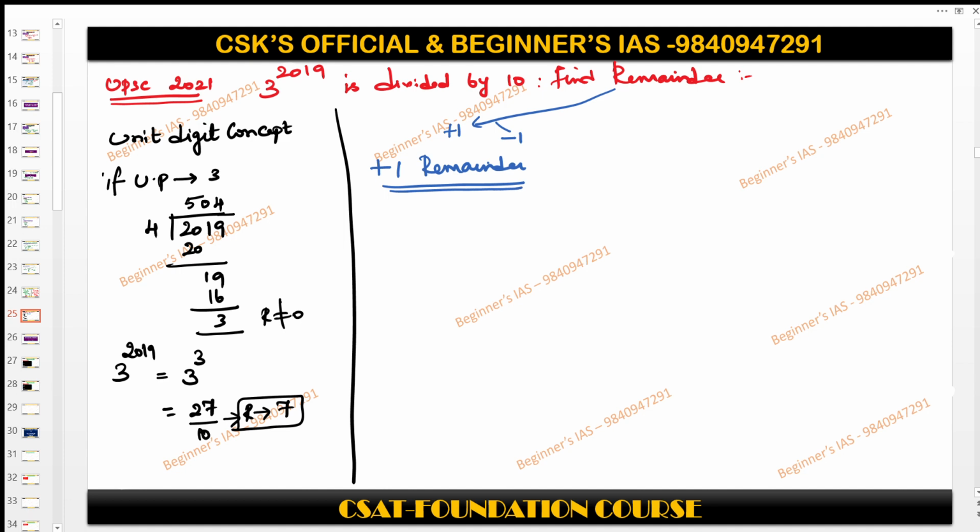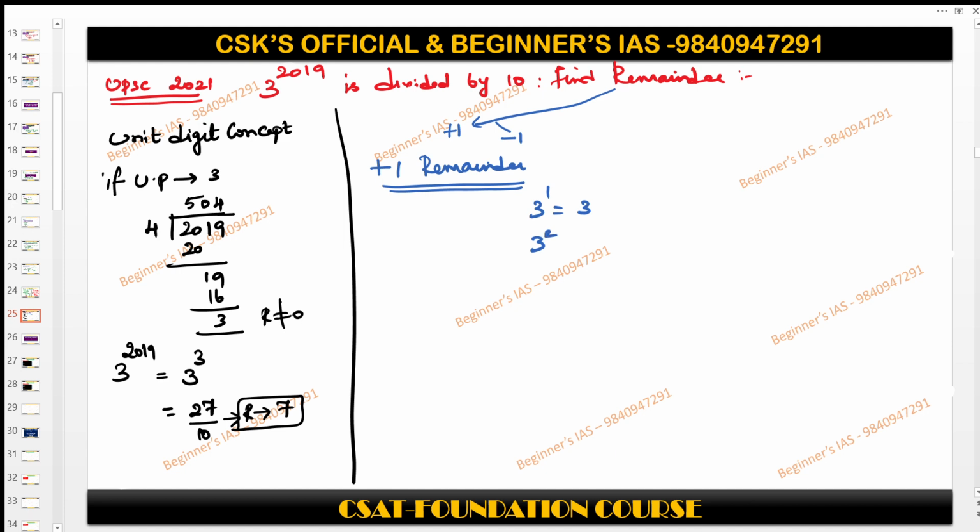Here, what is 3 power 1? 3 power 1 is 3. When you divide this 3 by 10, you will get 3 as the remainder, since when the numerator is less than the denominator, the remainder is 3. So it is not giving plus 1. So do not take that one.